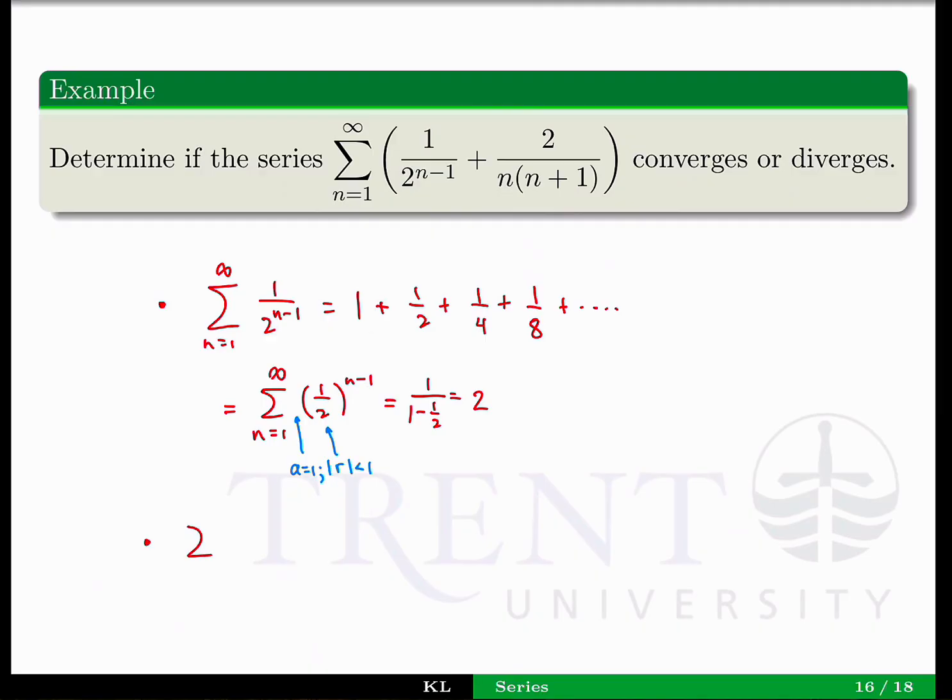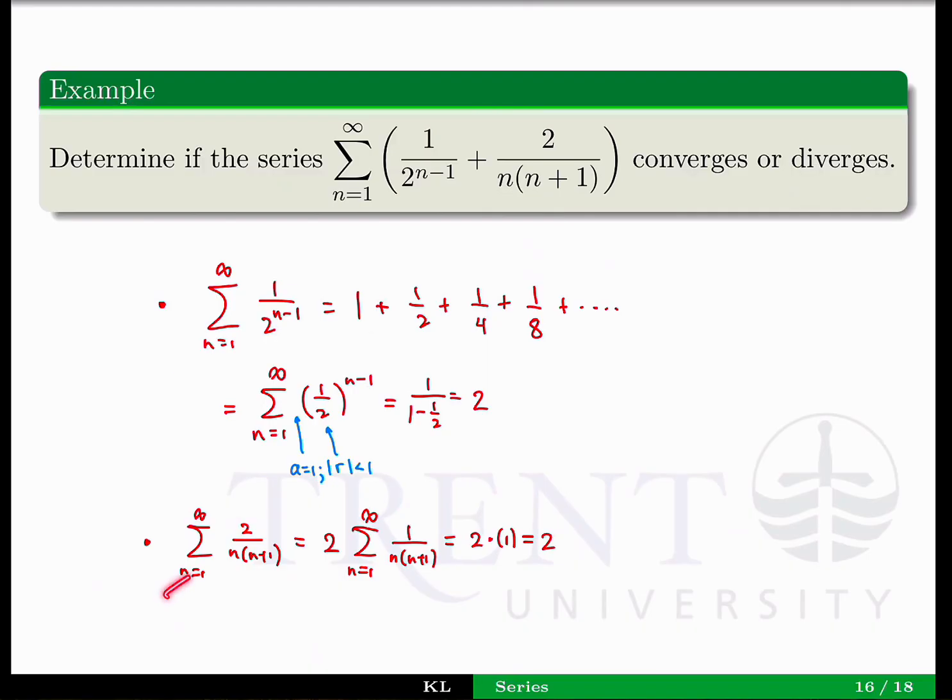For the other one, we got the sum of 2 over n times n plus 1, from 1 up to plus infinity, we can bring out the 2. This is 2 times the series 1 over n times n plus 1, from 1 up to plus infinity, but we have already the answer for this part here. From a previous example, that's just equal to 1. So you will have 2 times 1, which is equal to 2.